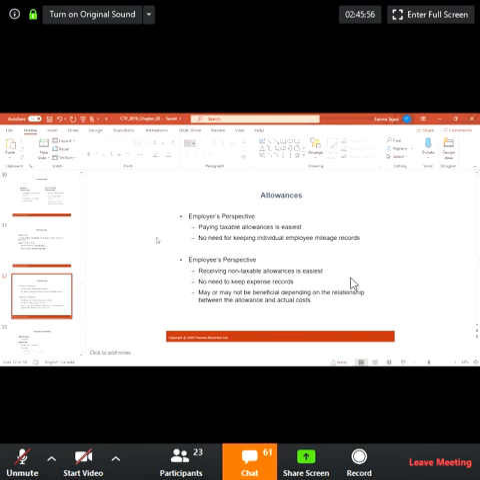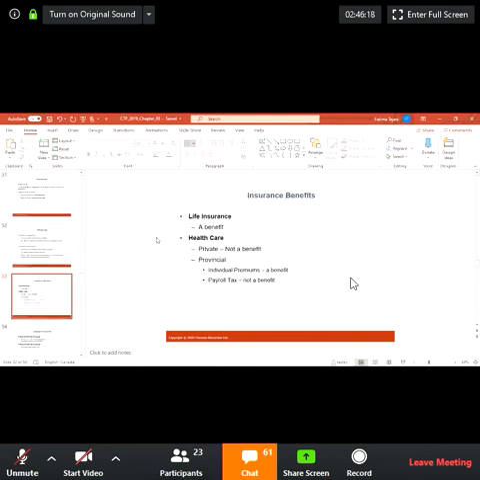From the employee's perspective, receiving a non-taxable allowance is easiest because you don't have to keep a record of it. If it's an allowance, you have to keep a record of it, right? It may or may not be beneficial depending on the relationship between the allowance and actual cost.